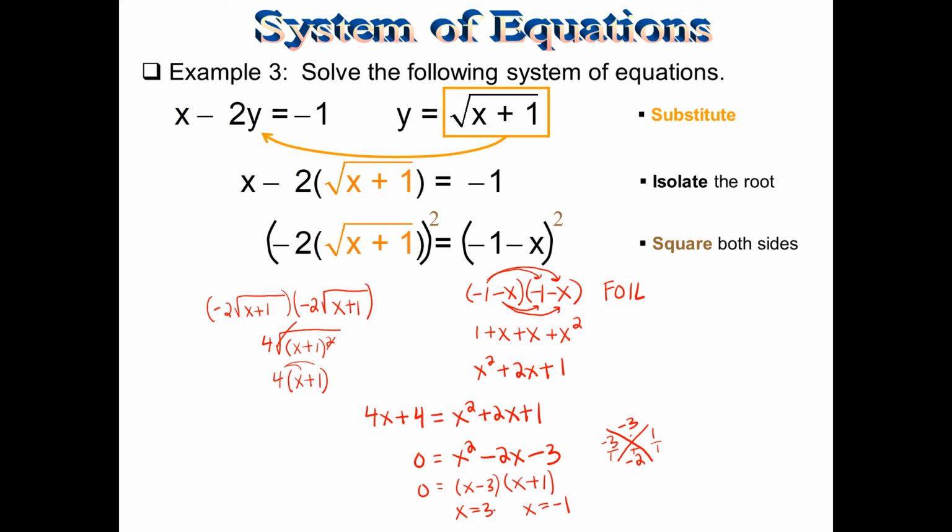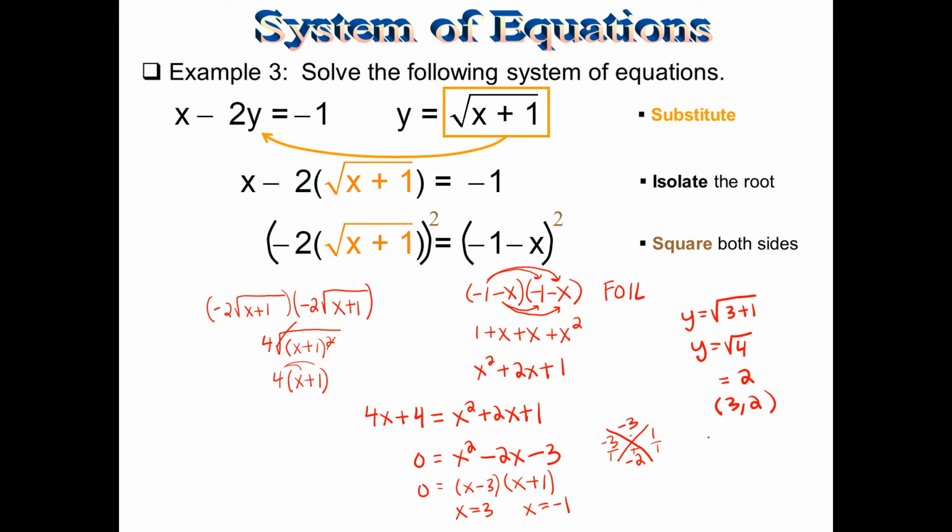Okay, and then I would plug it into either equation, right? Either one, I can plug it into this one, or I can plug it into this one. But this one seems like it'd be easier, but this one's actually easier. Because if you plug in x right here, you get 3 plus 1, which is 4. The square root of 4 is 2, right? So one of my coordinates is 3, comma 2.